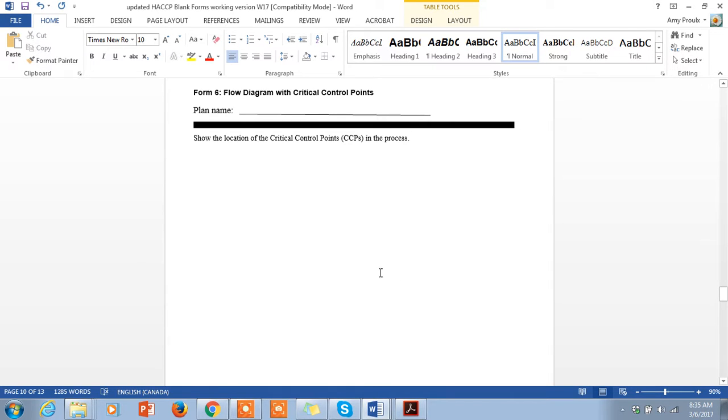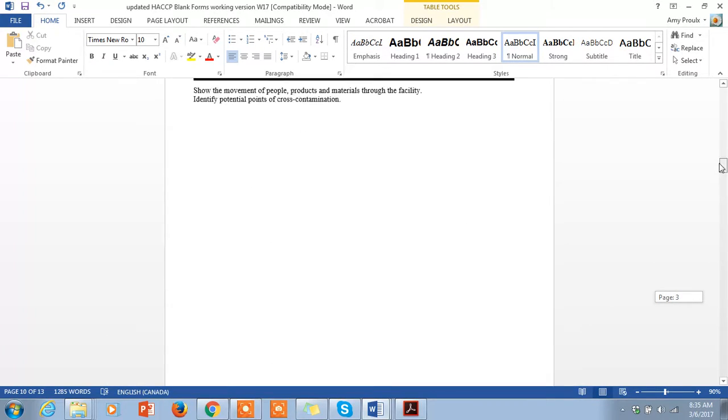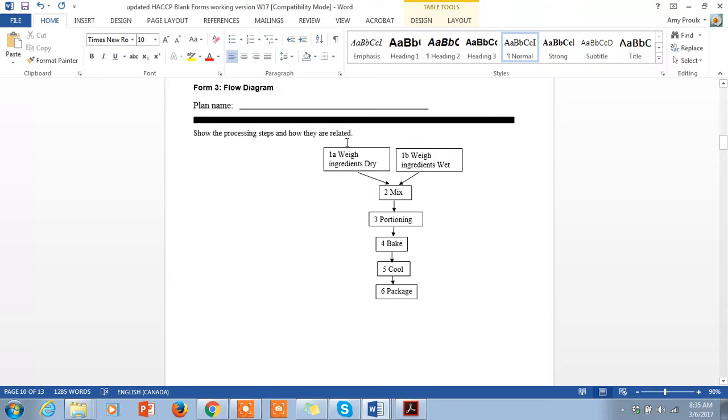So Form 6, once you've completed your hazard analysis on all of your relevant ingredients and your processing steps, you will have used your decision-making tree to identify your critical control points. So what's great about Form 6 is that if you completed Form 3, you're almost done.